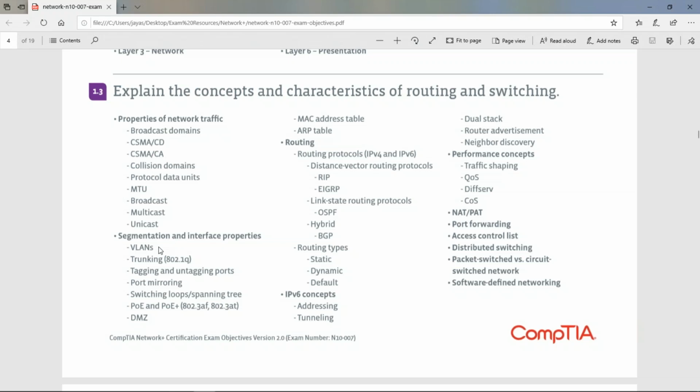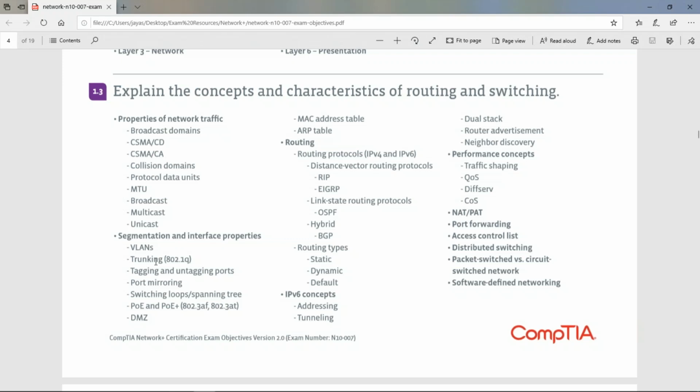VLANs, understand what VLANs are. Okay, they actually tie in together. Creating another VLAN is another way of creating another broadcast domain. So it's just segmenting your network and making it more efficient. All right.